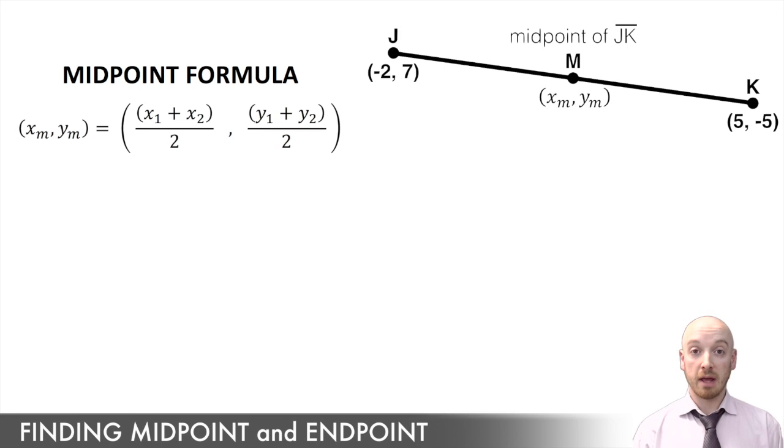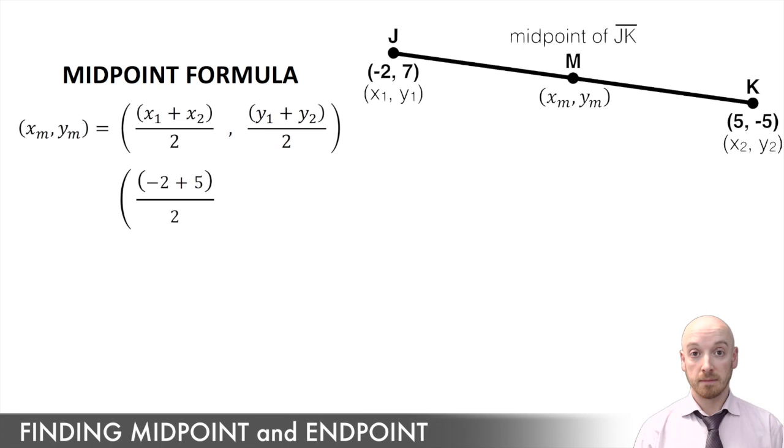Now I can label the endpoints x1, y1, and x2, y2 in any order, as long as x1 and y1 stay together in the same set of brackets, and x2 and y2 are labeled at the other endpoint in the other set of brackets. Now that I've plugged my numbers in for x1 and x2, y1 and y2 where they're supposed to go, I'm going to start calculating. But be careful here.